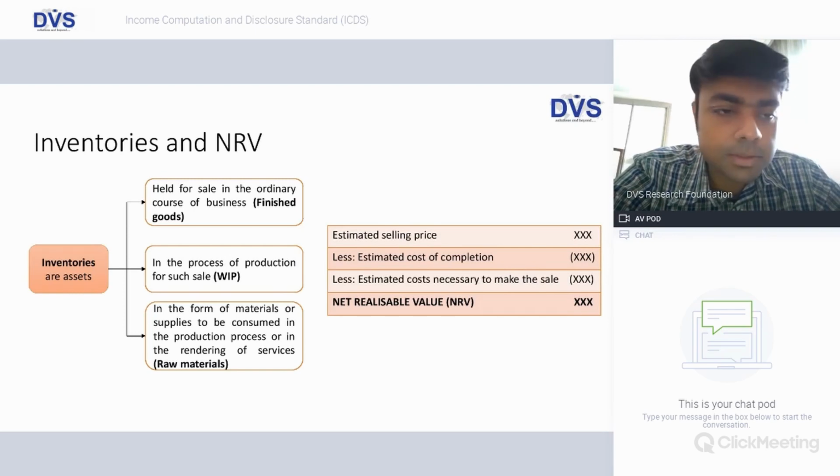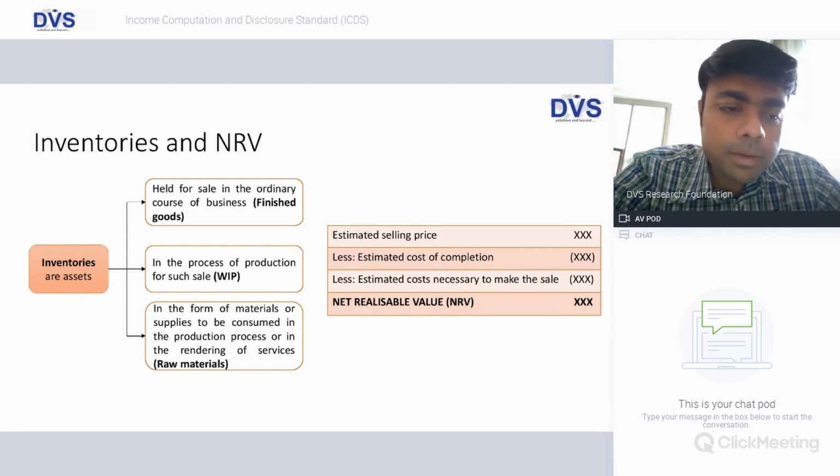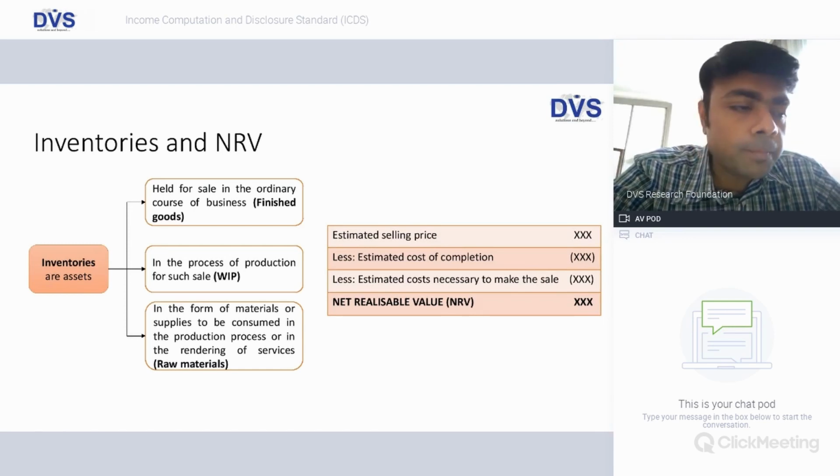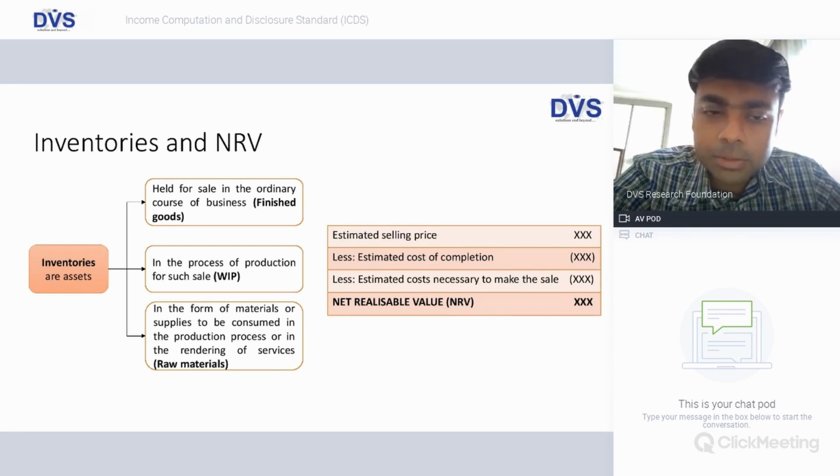When it comes to inventory, what do you mean by the term inventory, or the features of an asset being held as an inventory? One, it is held for sale in the ordinary course of business, which we call finished goods, where it is in the process of getting finished, which is what we call work in progress, and the last is where they are in the raw form, which are used for production activity, which is what we call raw material.